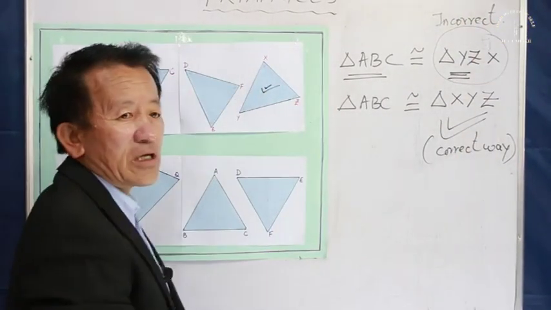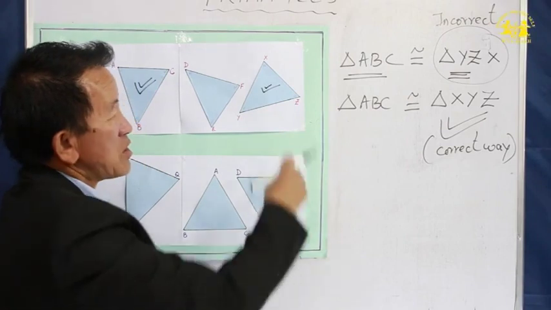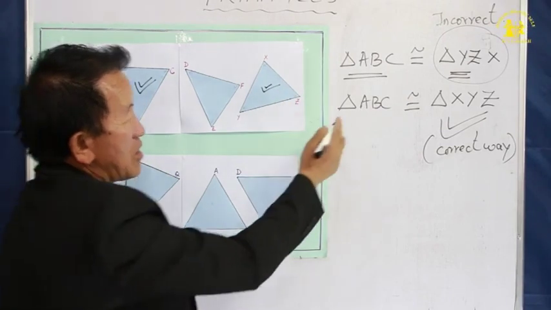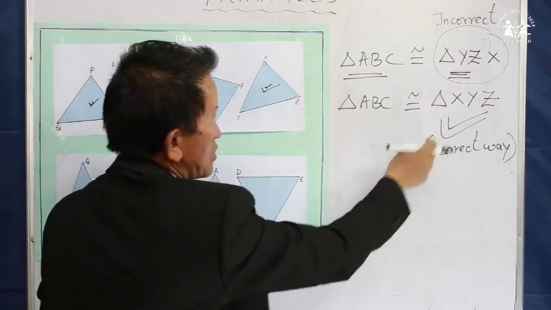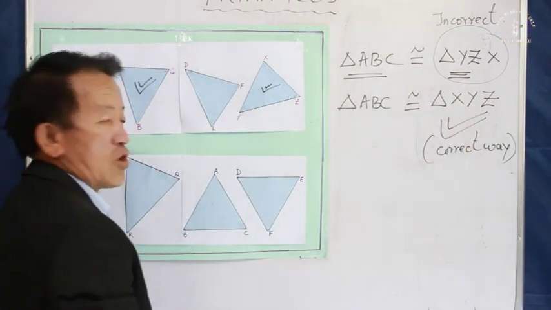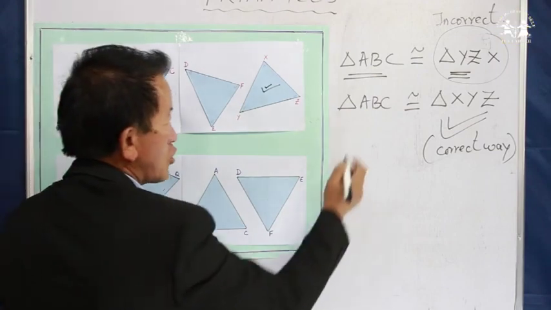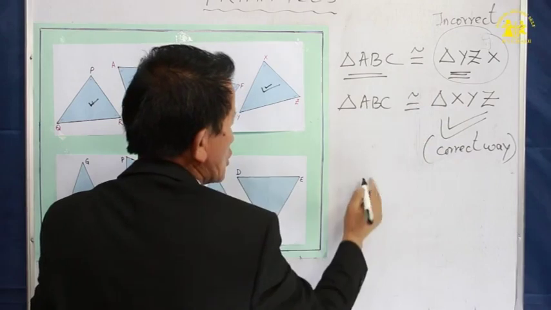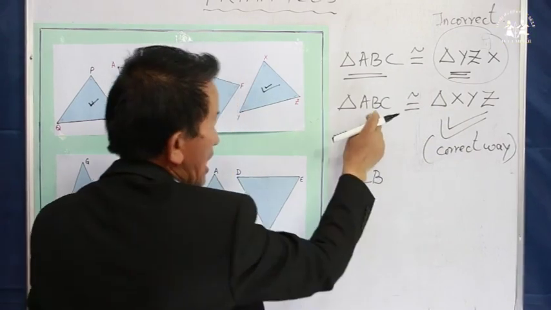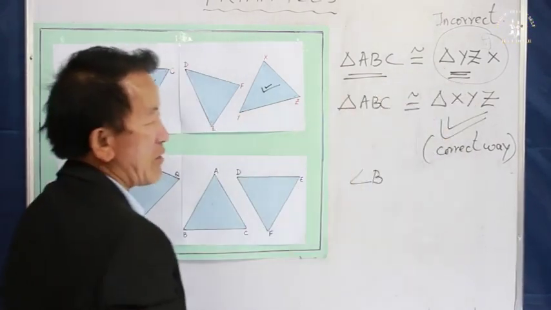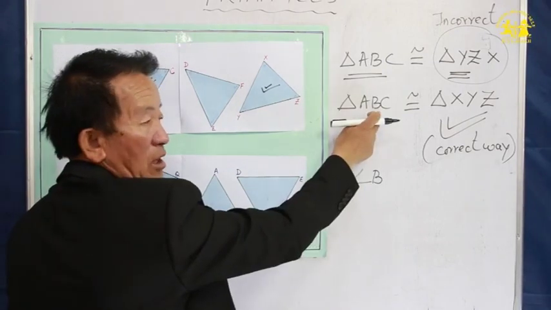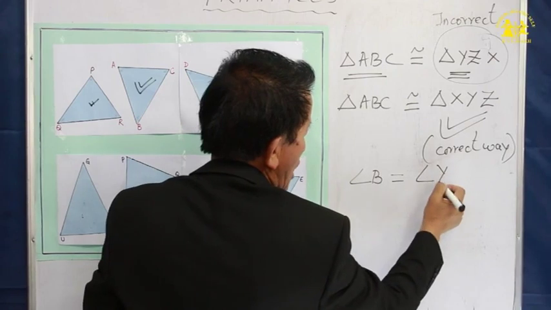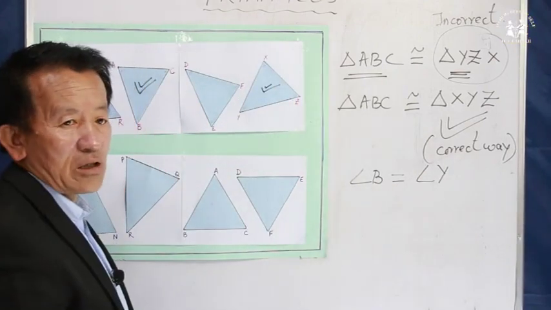You are given that triangle ABC is congruent to triangle XYZ. Show which angle from this triangle is equal to angle B. The angle B corresponds to the middle one. So this angle is equal to angle B, which is equal to angle Y.